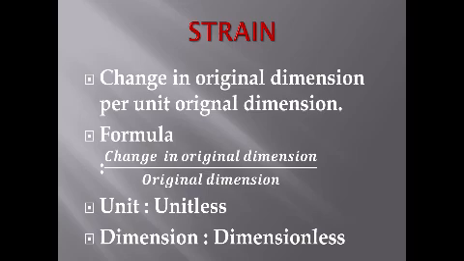Strain. What is strain? Strain is defined as the change in original dimension per unit original dimension, whatever change we observe after applying a force compared to before the force. So what is the formula? The change in dimension divided by the original dimension, and it is unitless, so it is also dimensionless.